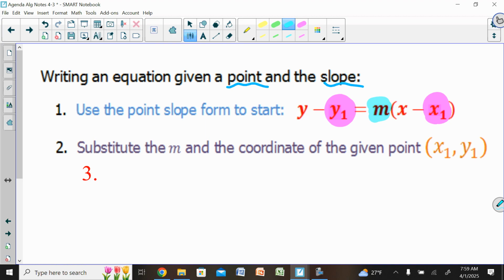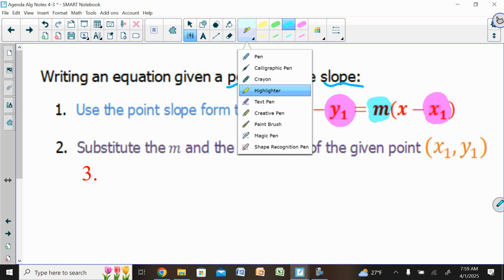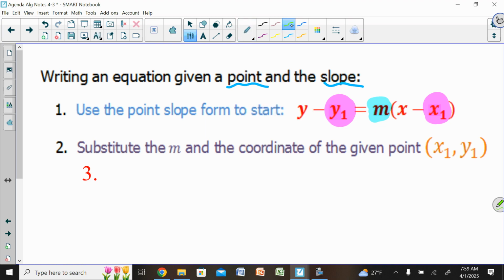I do want to make sure that I caution you when you put in the x1 and the y1, watch the signs. Because if I put in an x1 and say x1 is -2, when I put that into here, it's going to become x minus -2, which becomes an x plus. So you just have to be super careful when you put those in there.